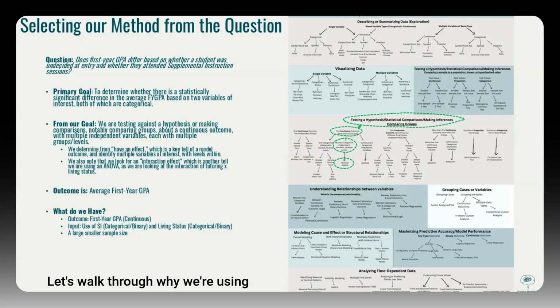Let's walk through why we're using a two-way ANOVA, also called Factorial ANOVA. Our dependent variable is continuous: first-year GPA. We have two independent variables, each categorical. Whether a student is an undecided major, yes or no. Supplemental instruction, yes or no. We want to test for the main effect of each variable and the interaction effect between the two. That's exactly what a factorial analysis of variance is designed for.